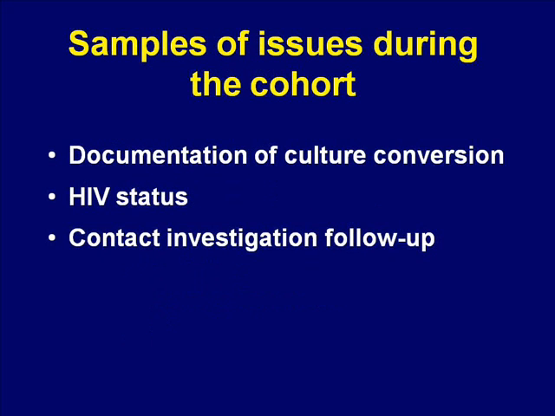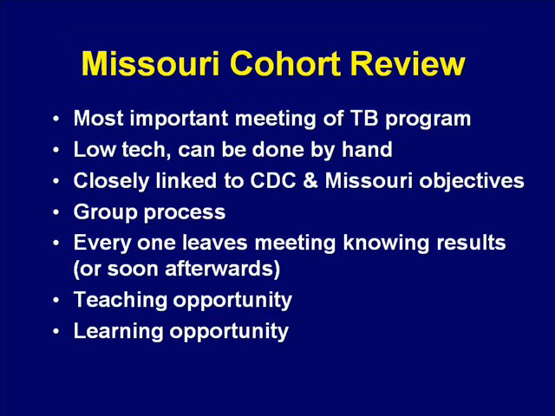Samples of issues that we have had during the cohort is, again, as I mentioned earlier, documentation of culture conversion. This is one of the things that we identified early on when we first initiated the cohort in 2005: documenting those negative results, making sure that we're offering HIV status, or we have HIV status on all of our TB disease, and how well we are doing on our contact investigation and follow-up. We feel here in Missouri it's an important meeting of our TB program and our partners within our state.